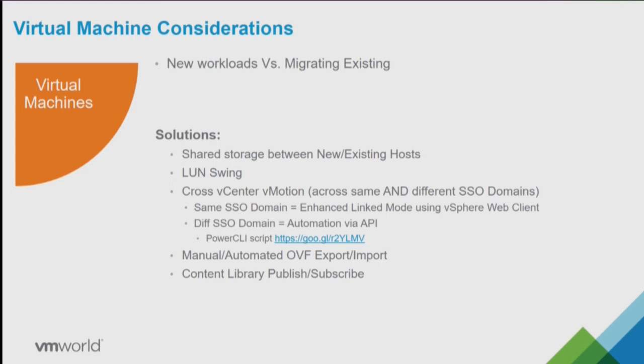This is another capability that was introduced in 6.0, similar to the cross vCenter vMotion capability. I can create a content library, and this is checking in all my templates, all the VMs that I want to move out, and I create a publisher library.